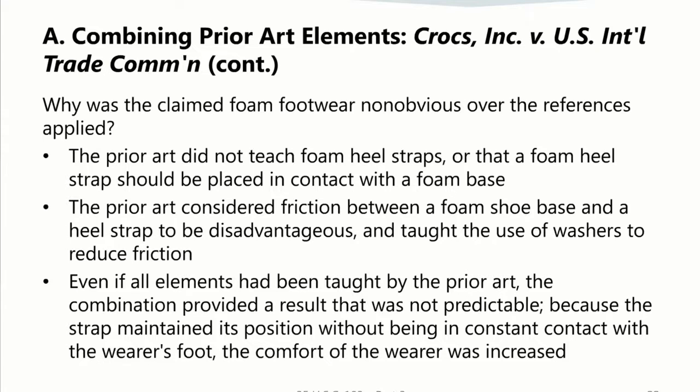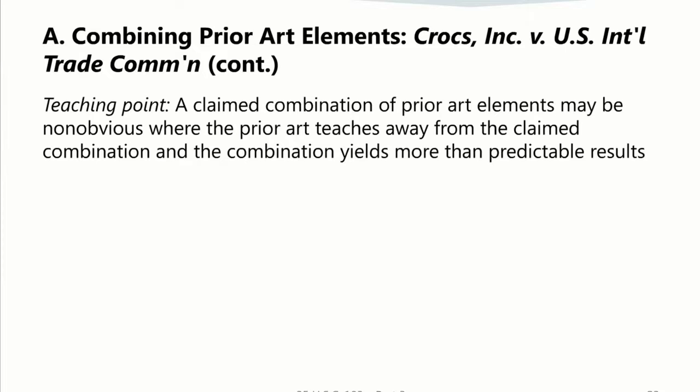Therefore, even though the prior art taught all the elements, the combination of the elements provided a result that was not predictable. The strap maintained its position without being in constant contact with the user's foot, thus increasing comfort. The lesson here is that a claim may be non-obvious even though the prior art teaches all the elements if the prior art teaches away from the combination and the combination provides more than a predictable result.